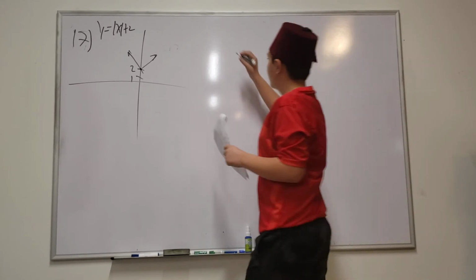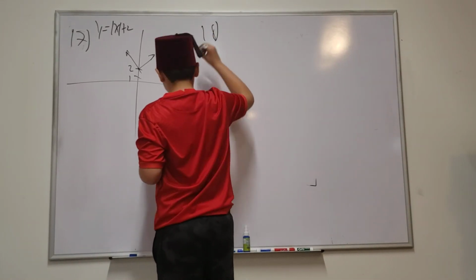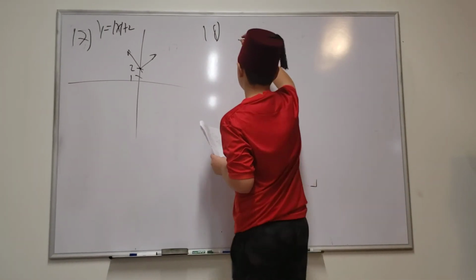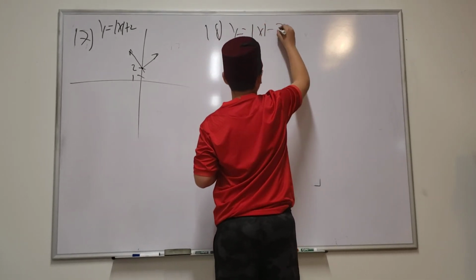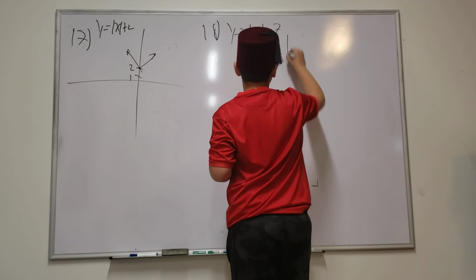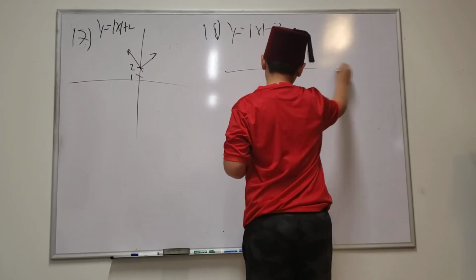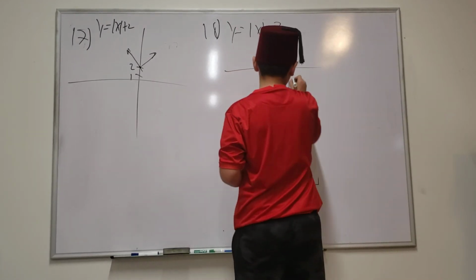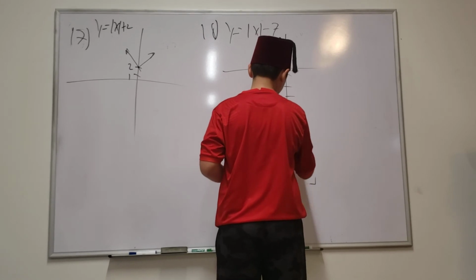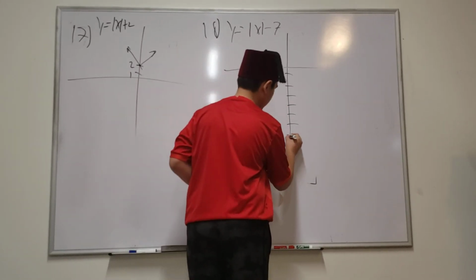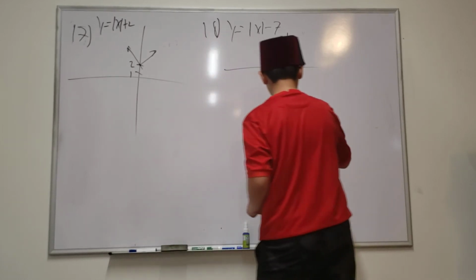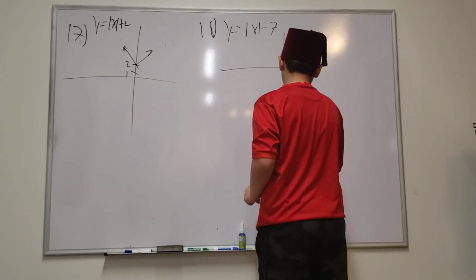Alright. Number 18. So our equation is y equals absolute value of x minus 7. Again, we have our graph right here. So we're going to start at 7, right here, and then go up in a V pattern with a slope of 1.